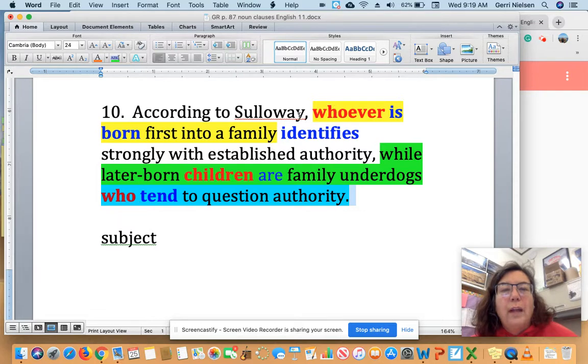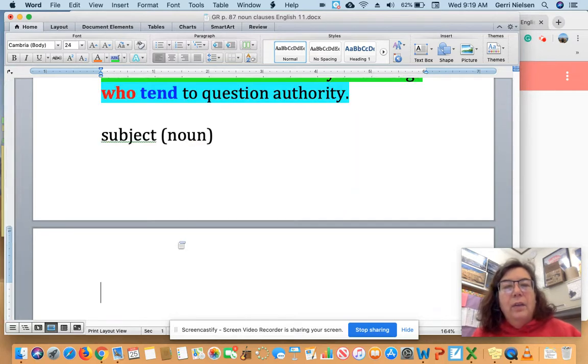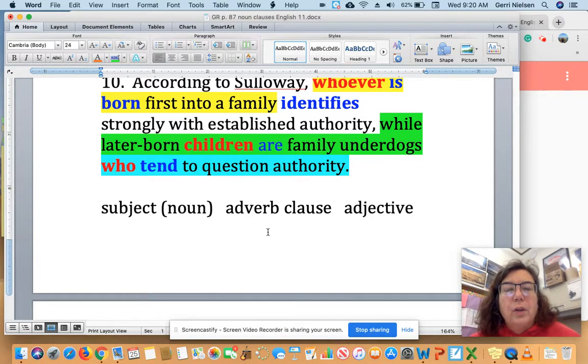So what you got here is this yellow clause on top is the subject of your sentence. That one is a noun clause. The green one is actually an adverb clause because it's describing how or why someone identifies. And then the blue one at the end is an adjective clause because it is describing those underdogs, which underdogs.